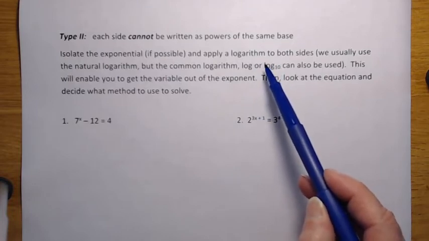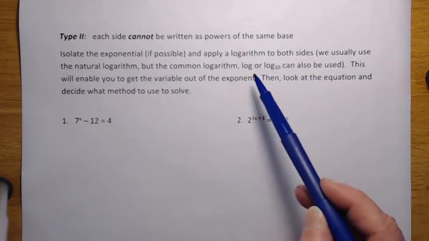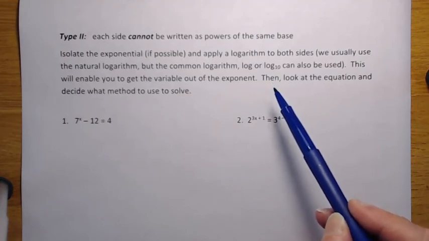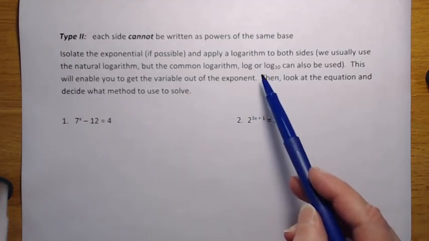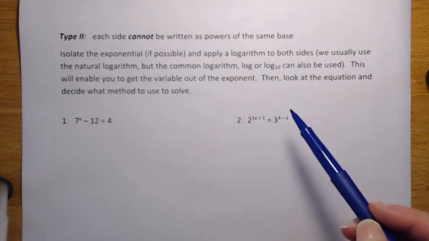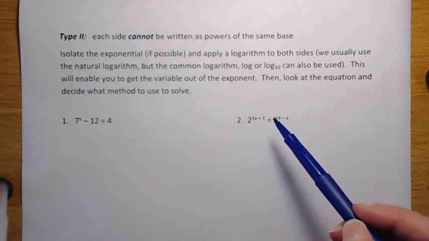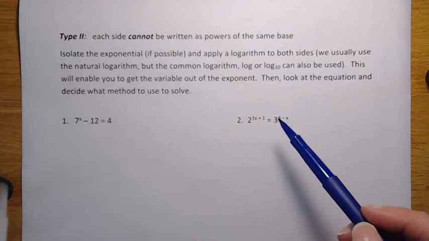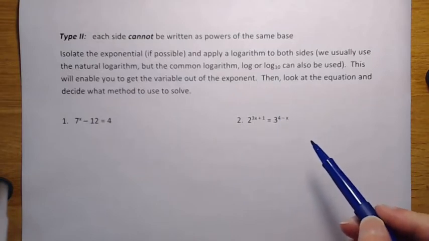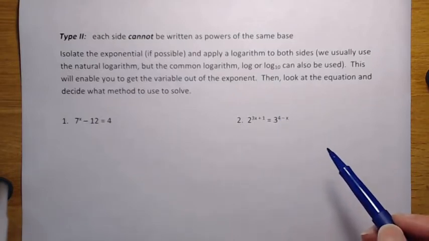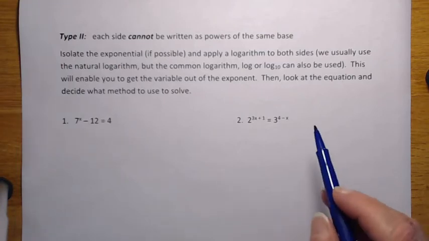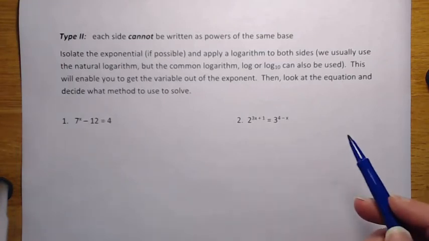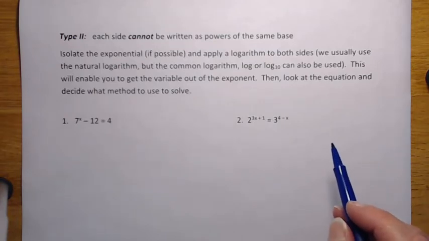Now again, you could use any log we want. I will usually choose the natural logarithm, so I'll take the ln of each side. Log base 10, the common logarithm, is also used. Again, you can use any base you want, but typically we will use ln. So then our answer is left in terms of the natural logarithm. Again, this will help us get the variables out of the exponent, but then we'll have to see what kind of equation we're left with.